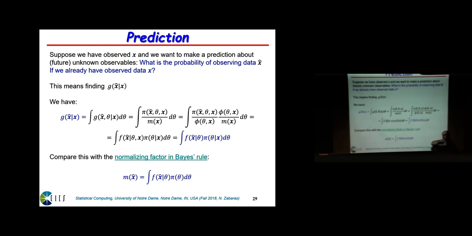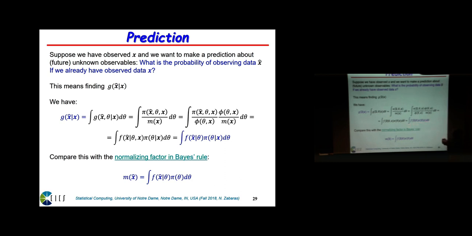And this is the likelihood of the future observations. And you remember the likelihood is only a function of theta. It doesn't depend on x, right? The likelihood is only a function of theta. So effectively, when do you become Bayesian? When you do this integration where you average in the parameter space.